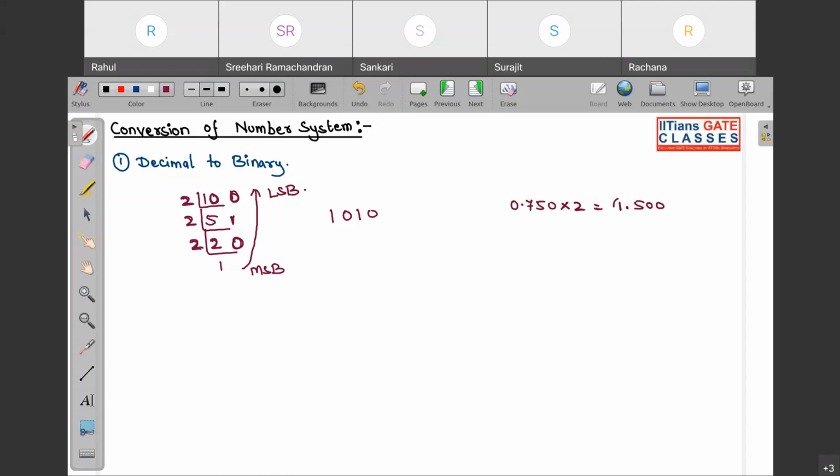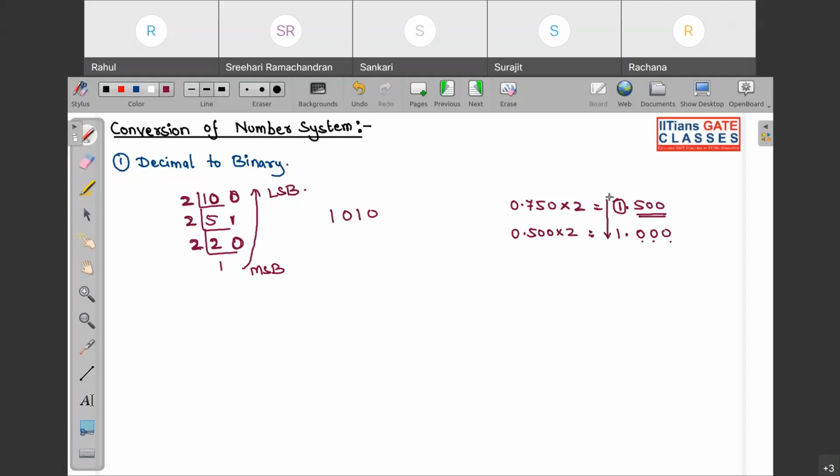1.500. So this number you need to take, and the remaining one you bring once again and multiply it with 2, and this comes out to be what? 1.000. Now you cannot continue the multiplication more because it is terminated with 000. So for 0.750 in your binary representation, you need to move from top to down.